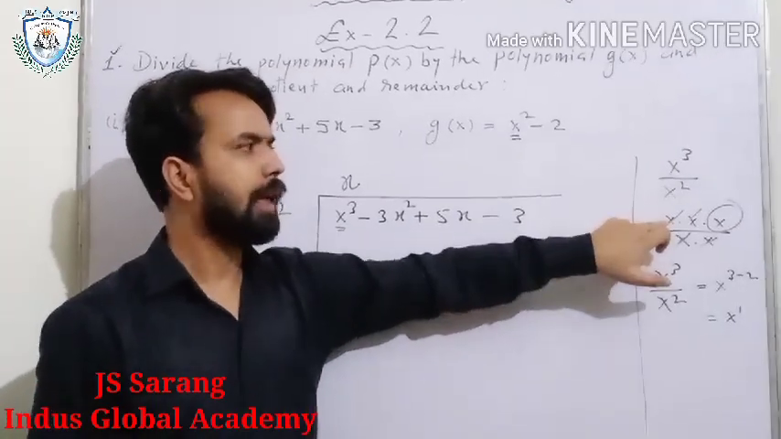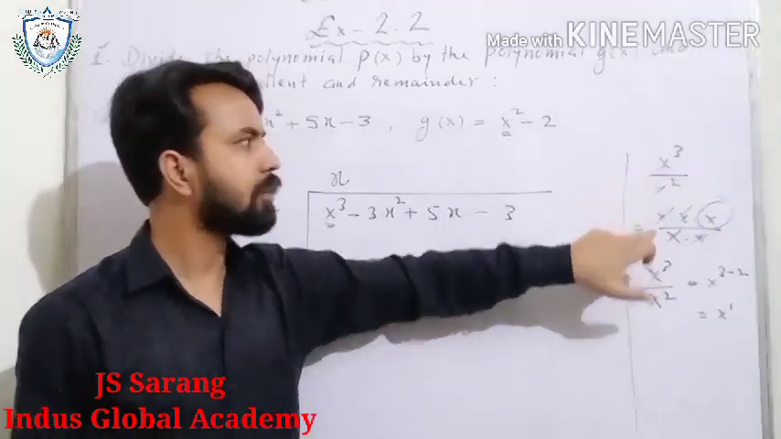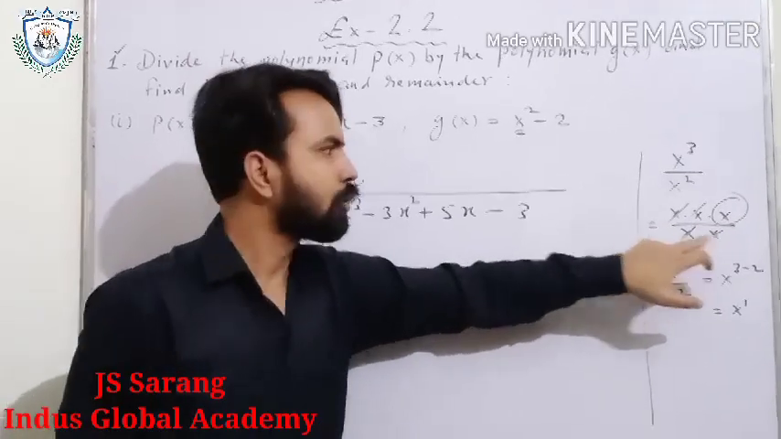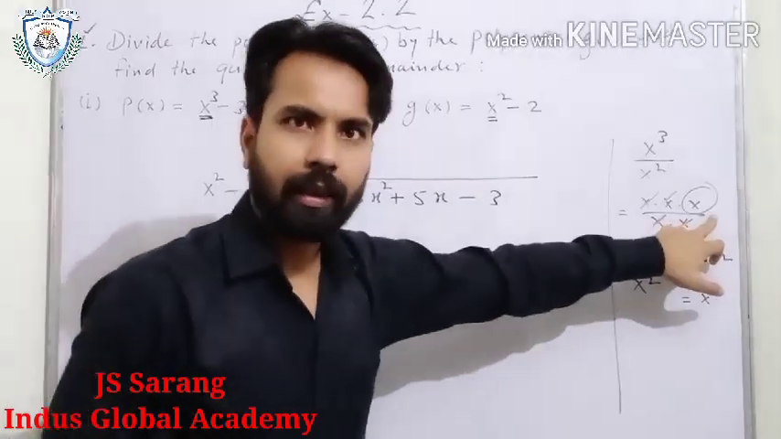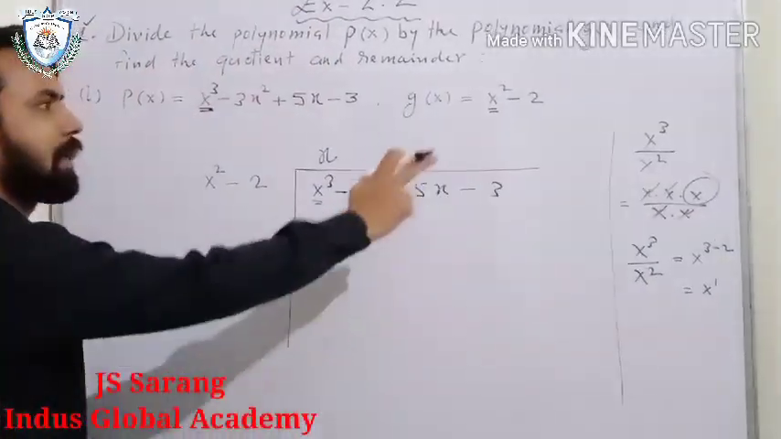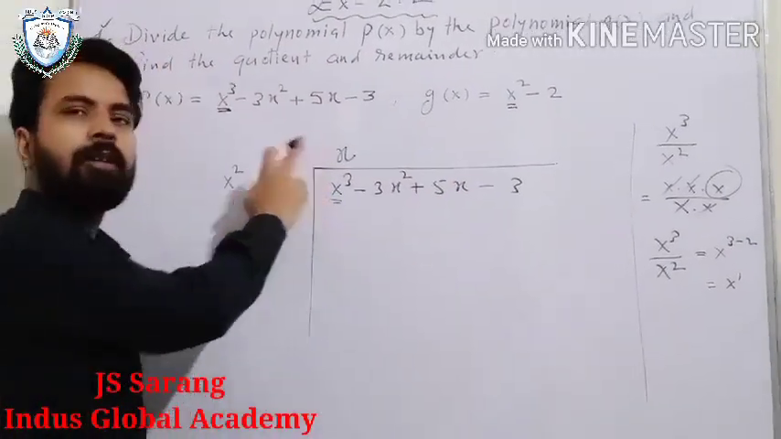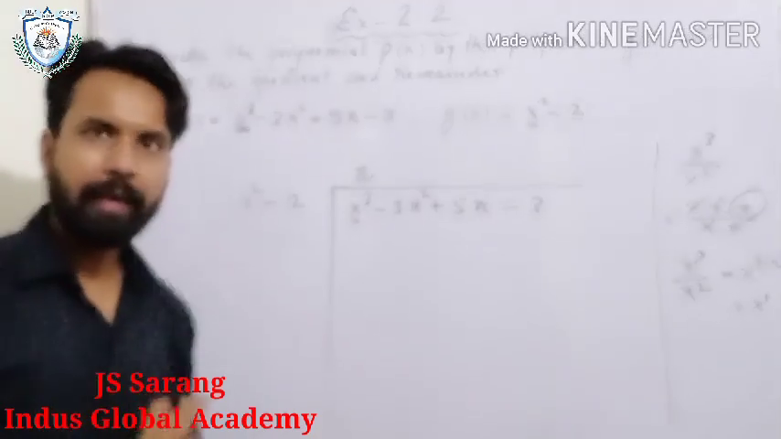Otherwise, we can directly solve by this. X cube stands for x multiplied 3 times, upon x square, x multiplied 2 times. So two x's can be cancelled from here. We will get only x. Understood? So this remaining value x will be the very first term of the quotient. Hope you are getting this?